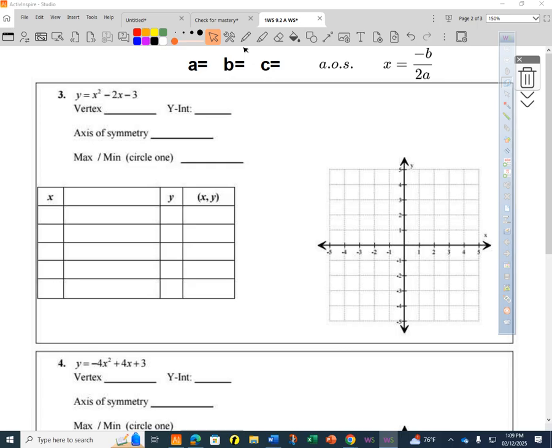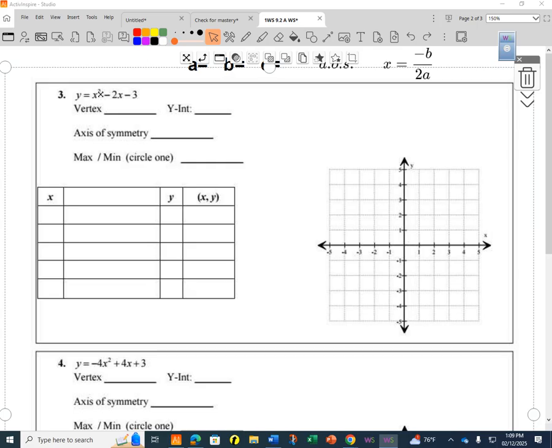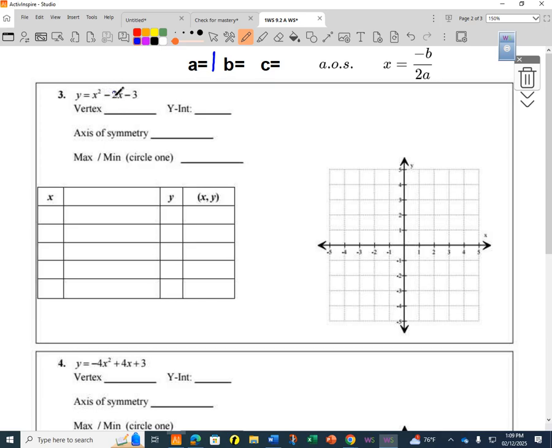And then we're going to identify our A, our B, and our C. Remember, A is the coefficient on the x squared. If we don't see it, it's a 1. B is the coefficient on our x term, so -2. And C is the constant, no variable term, and that's -3. So A, B, and C. Our y-intercept, remember, is the constant, so our y-intercept is -3.